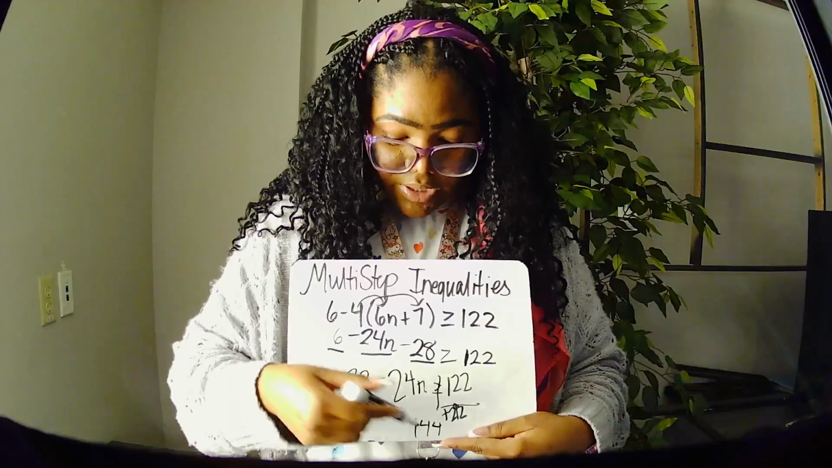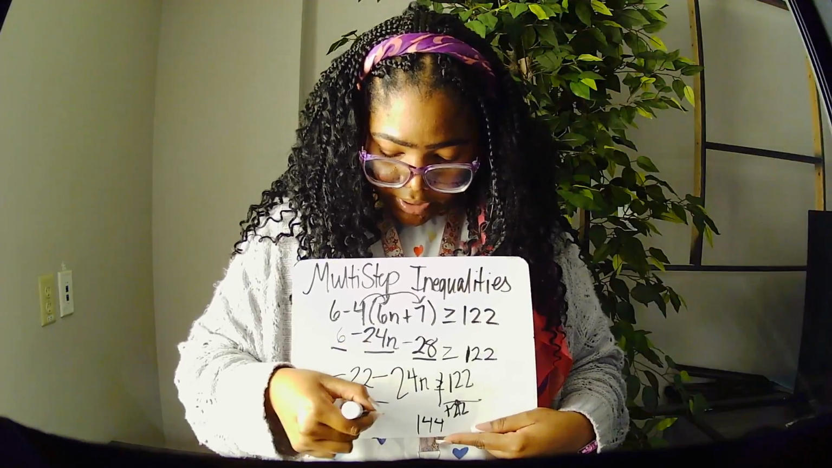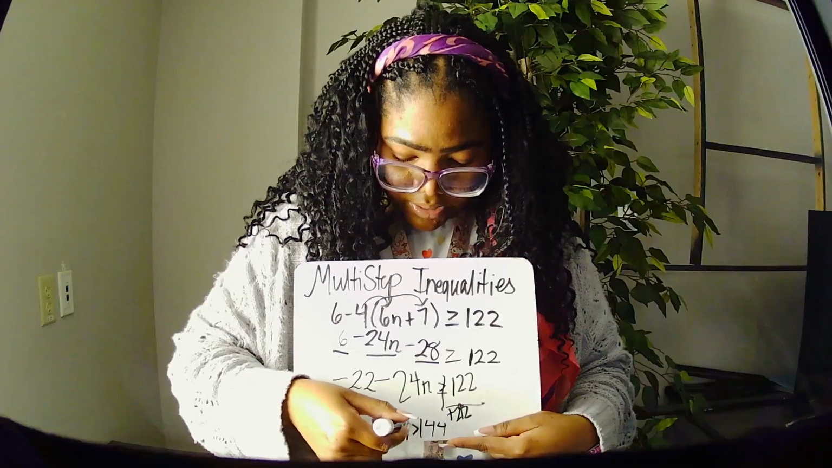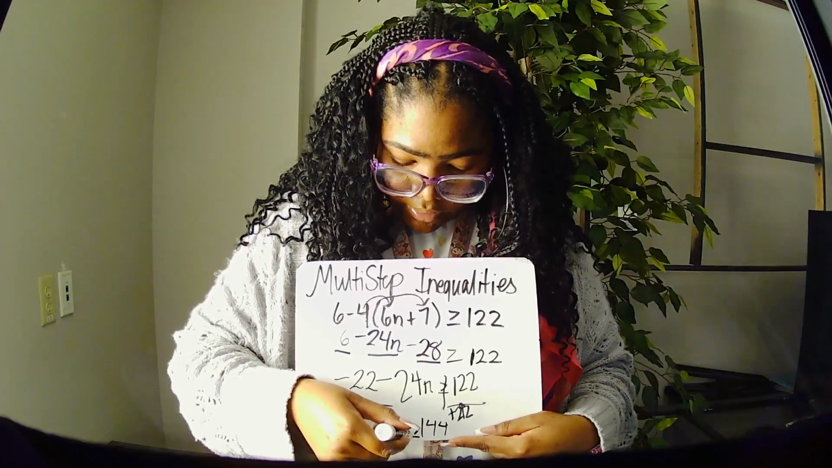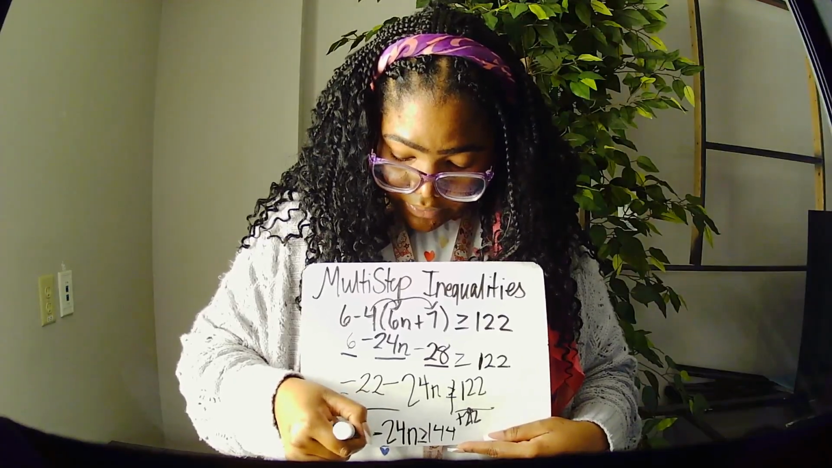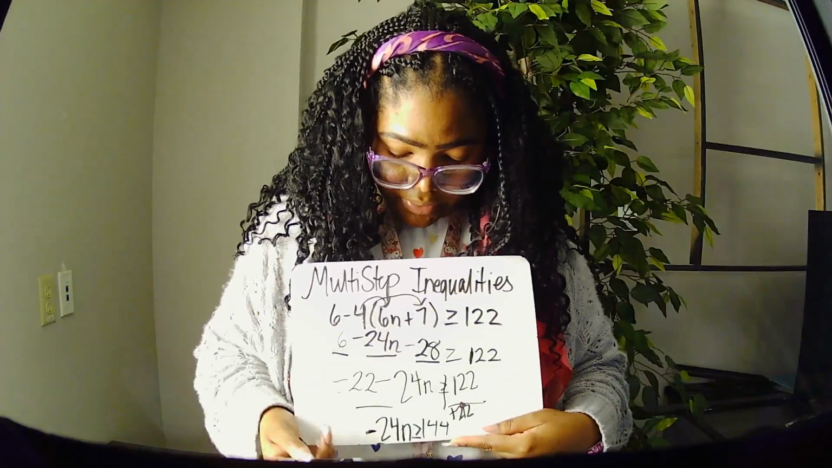And then now we want to just continue to bring down the things we did not use yet. We did not use the 24n yet. We did not use the symbol yet. And it's going to be negative 24 because the negative sign is right here in front of the 24. It will be negative 24.